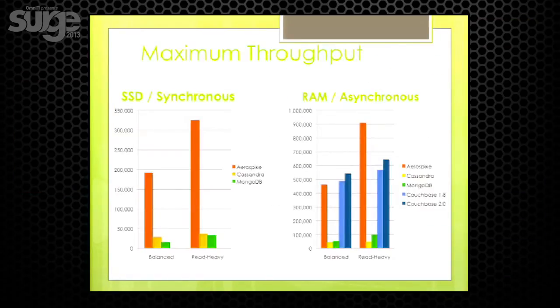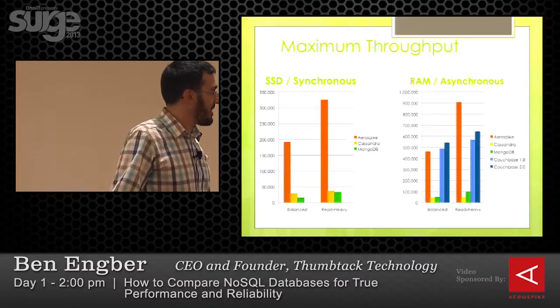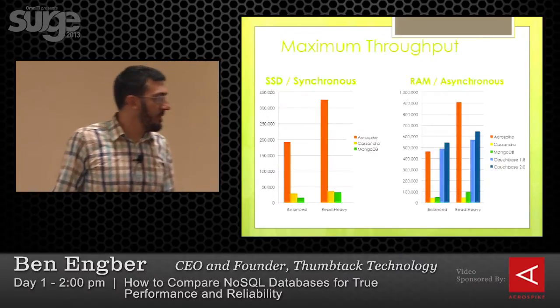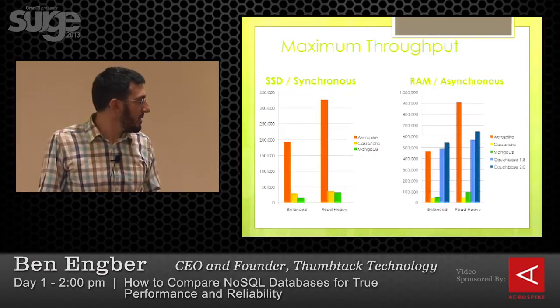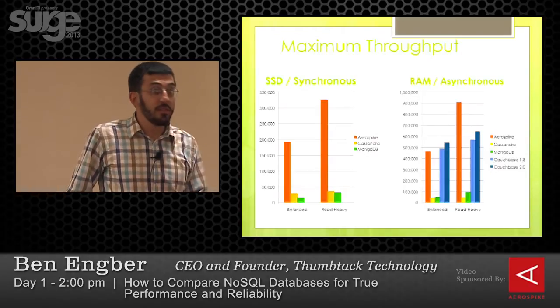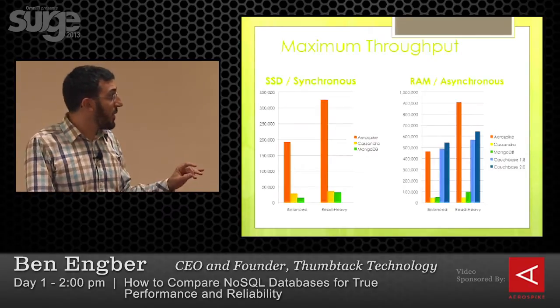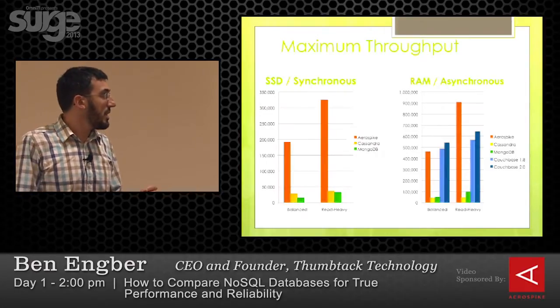All right, this is why Aerospike is sponsoring this talk. The whole purpose of Aerospike is that they are highly optimized for SSDs. And so you can see here these balanced and read-heavy workloads. Read-heavy workload is 95% reads, 5% writes. Balanced is 50-50. But you can see that when operating in a reliable mode, going directly to disk with synchronous replication, they were able to get a lot of traffic through, on the order of 200,000 for the balanced workload.